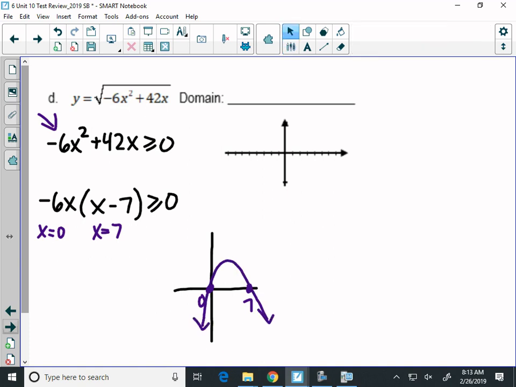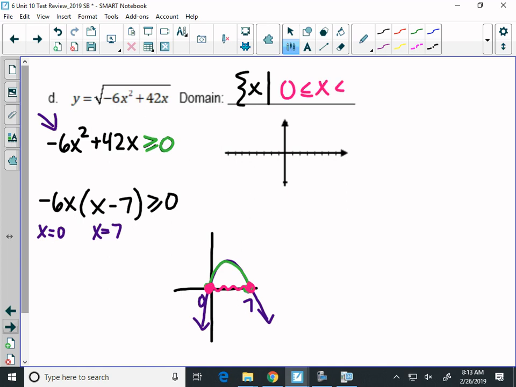So the portion of my graph that is greater than or equal to 0 is just this part right here. There's one portion of my graph that's greater than or equal to 0. So when I write the domain, I want all the x's that are in between 0 and 7. So I write my inequality as one compound inequality. What that looks like when I graph this is that I want to graph all the x's in between those two values, which actually ends up being a semicircle.